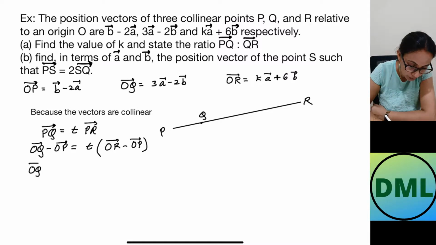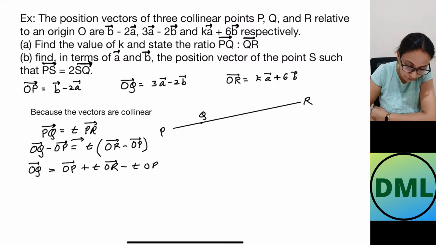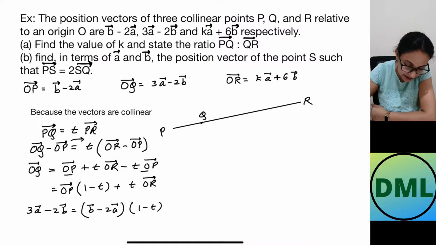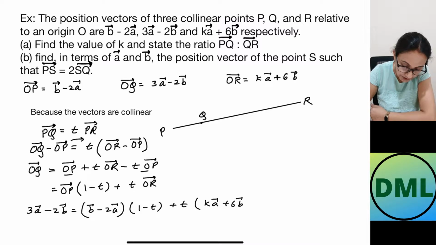Now move this OP to the right hand side, and OQ will be OP plus T times OR minus T times OP. Now OP is common, so let's take OP as a common factor. You are left with 1 minus T times OP plus T times the OR vector. Now let's substitute the values. OQ is given as 3A minus 2B, which equals OP, that is B minus 2A, multiplied by 1 minus T, plus T times the OR vector. The OR vector is KA plus 6B.